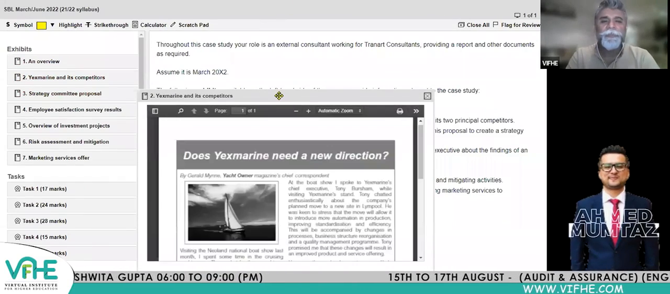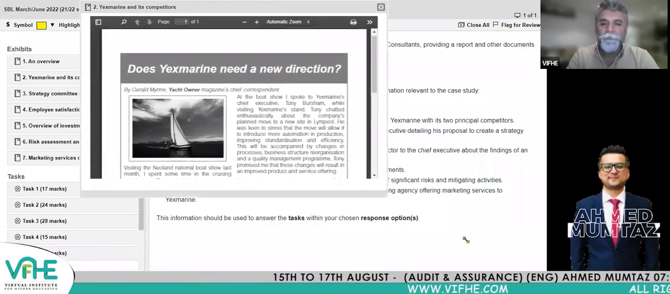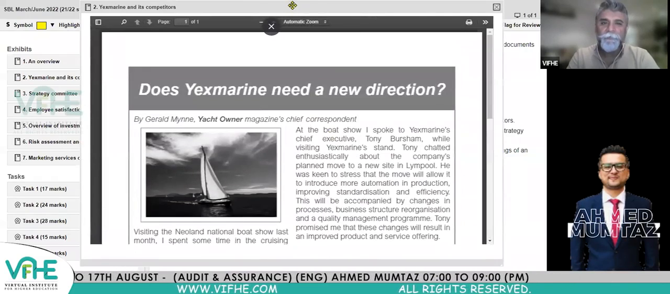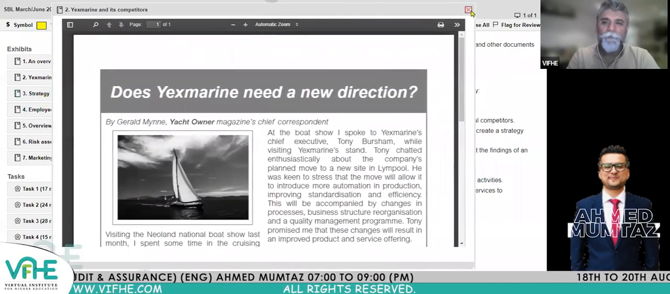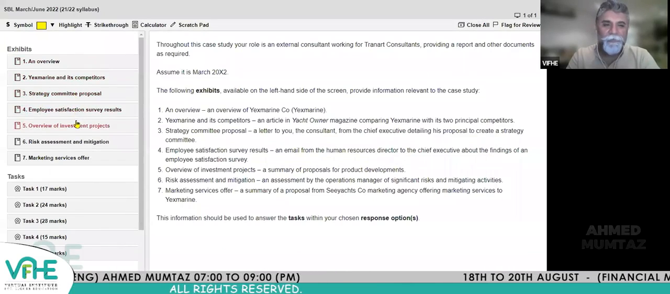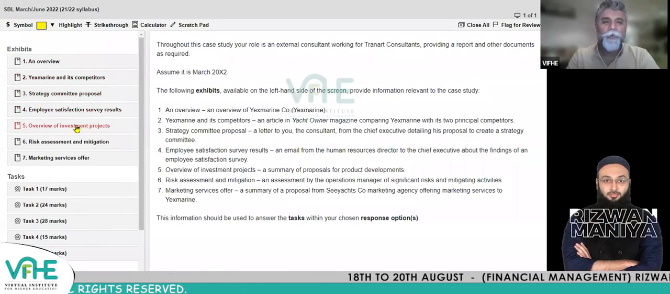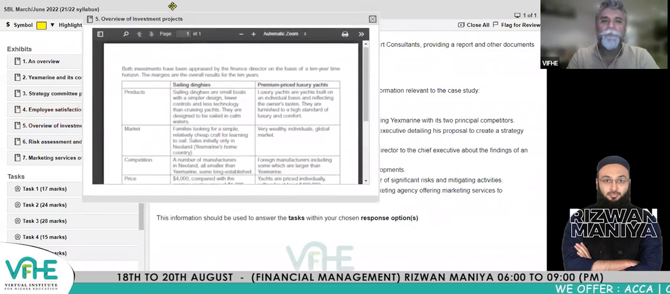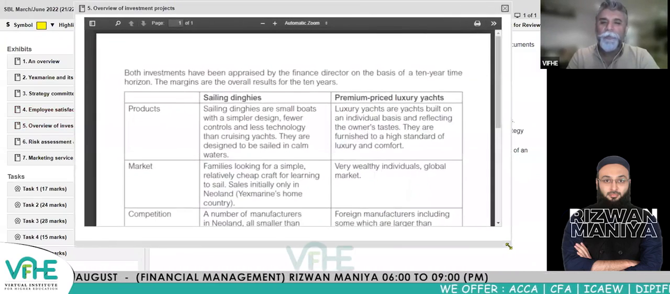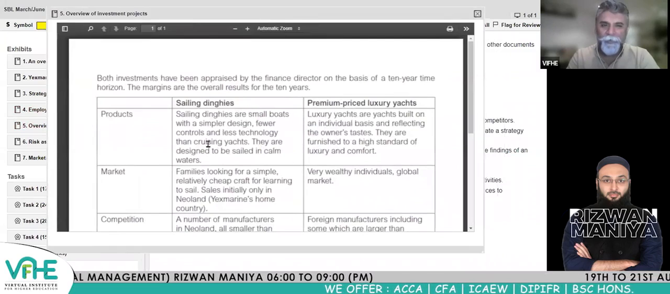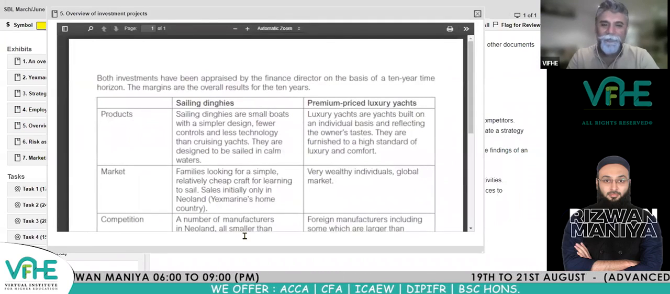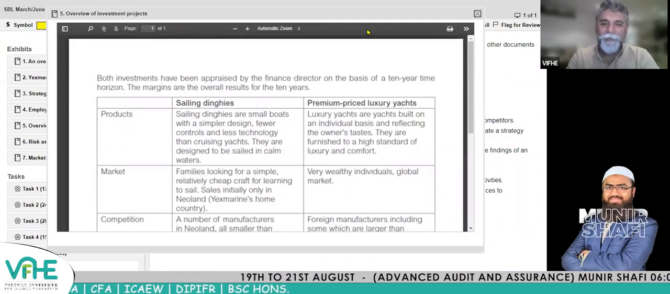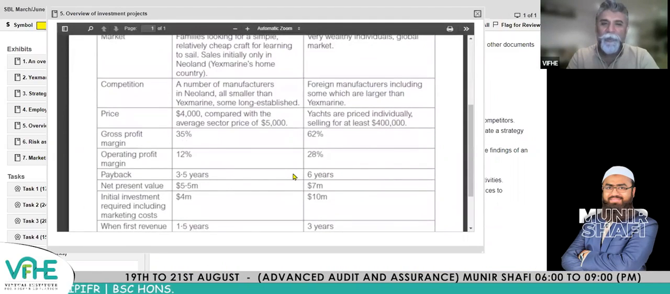Yax Marine and its competitor. Very interesting exhibit. Okay, wait. Let's see this one, 5. Overview of investment project. This is the actual working which you need to evaluate. Can anybody tell me who has prepared this working? Do you remember? The finance director. Yes, the finance director has made this summary for us. Let's look at this.